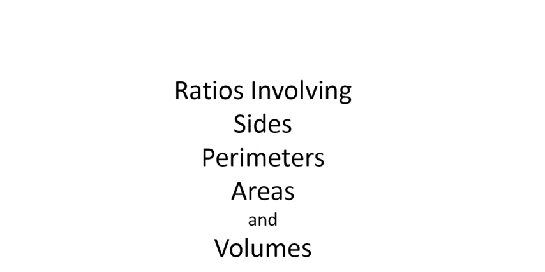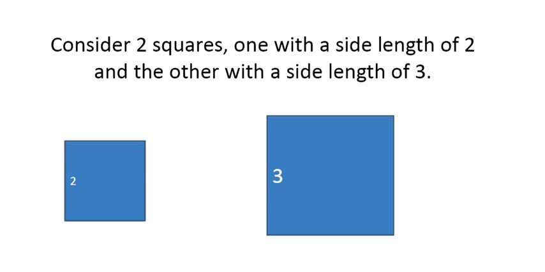The purpose of this video is to examine some ratios that involve the sides, the perimeters, the areas, and the volumes of similar polygons. Let's first of all take two squares, one of which has a side length of 2 and the other of which has a side length of 3.